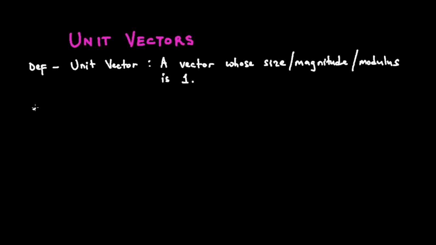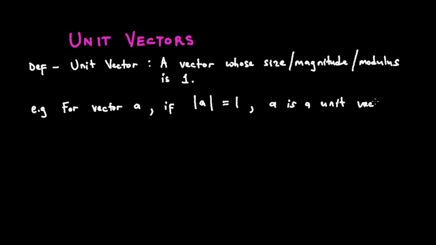If we are to have an example, say for vector A, and if the modulus of A is equal to 1, A is a unit vector. So what I have just explained, I have just written in mathematical terms. We have a vector A. We see that the size, the modulus, the magnitude of vector A is 1. This means that A is a unit vector.